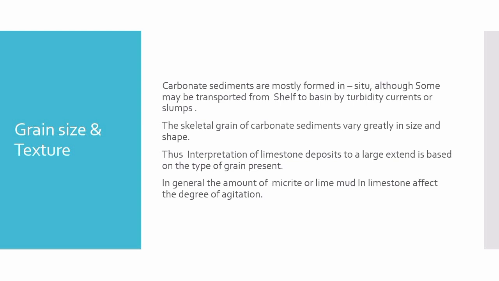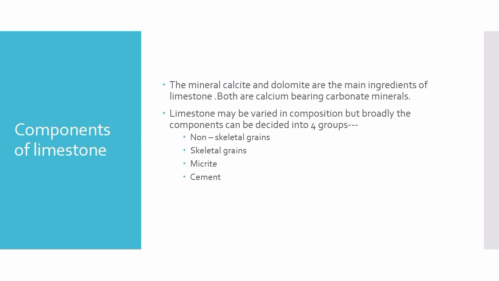So now we have to dive into more details of the components of limestone. The minerals calcite and dolomite are the main ingredients of limestone. Both are calcium-bearing carbonate minerals. The limestone may vary in composition, but broadly the components can be divided into four groups: non-skeletal grains, skeletal grains, micrite, and cement.